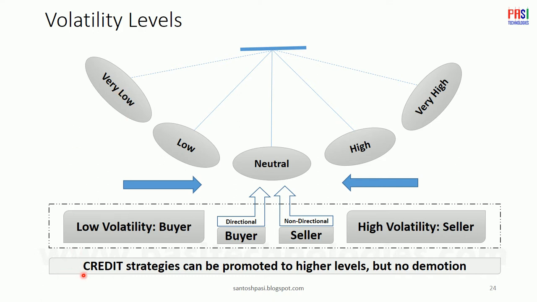Now there is a clause here that we will see how to use. Normally credit strategies can be promoted to higher levels, but there is no option for demotion. You might ask what this statement means; in our workshop, you will understand this. But at the moment, just assume if my volatility is very low or low, you have to be a buyer. If it is high or very high, you have to be a seller, and if it's neutral, then you could be either a buyer of the option or a seller of the option.